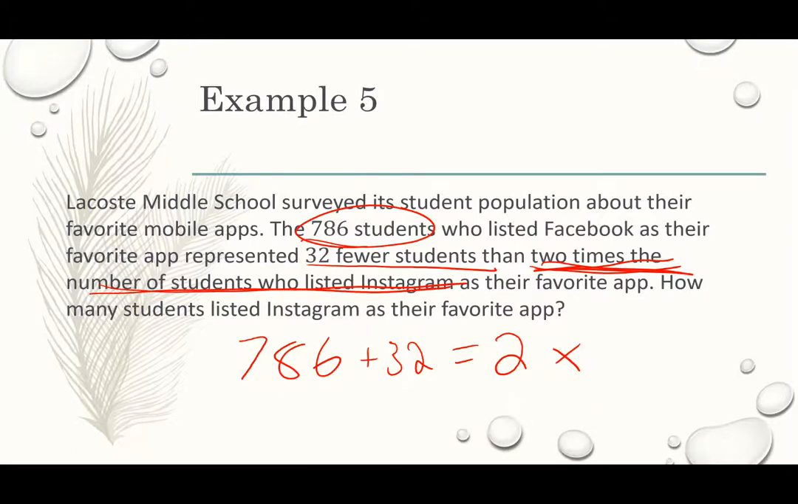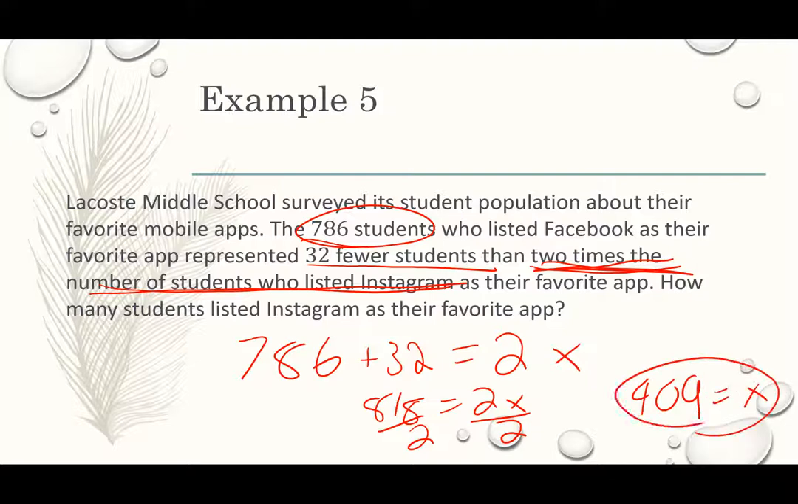So this is how I would set it up using my common sense type of approach, just reading the problem and trying to understand what it says. And now it's pretty simple to solve. 786 plus 32, what is that? Let's see, 14, 18, 818, I think. And then divide by 2. And I believe that's 409, equal to x. So that tells us that there are 409 students who listed Instagram as their favorite app.